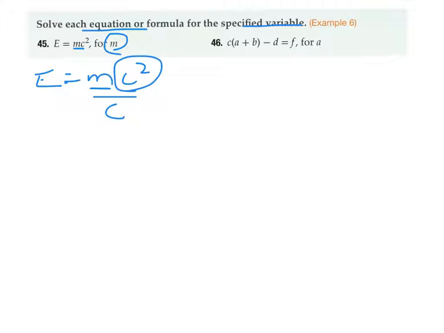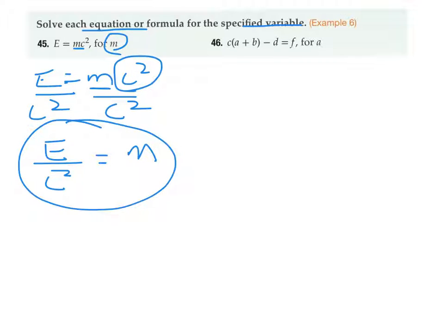Okay, to solve an equation for a certain variable, we need to isolate this variable. So we have to look at what's being done to the variable in this equation. So we have e equals mc squared. The variable we're trying to isolate is m, so it's being multiplied by c squared. So we're going to divide by it on both sides of our equation to get e over c squared equals m. And so now I've solved for m.